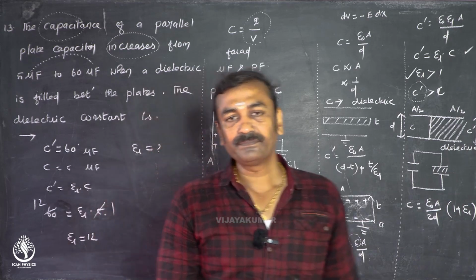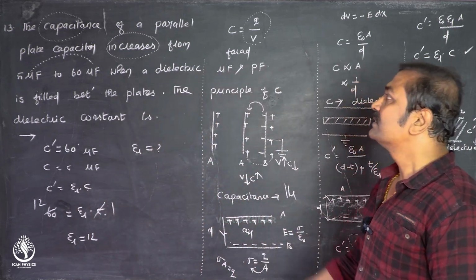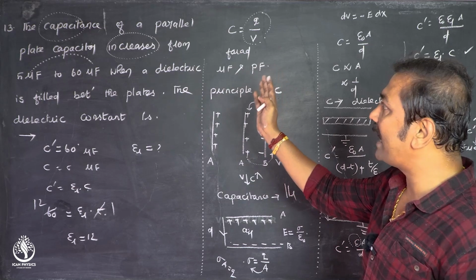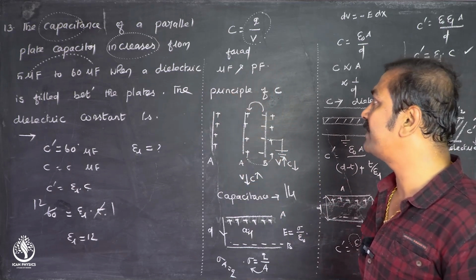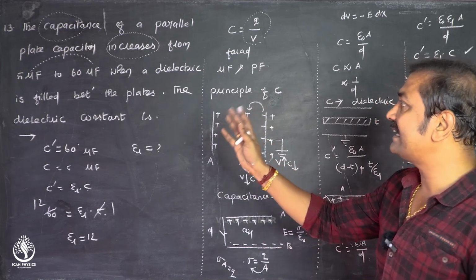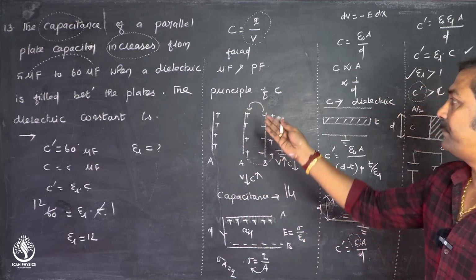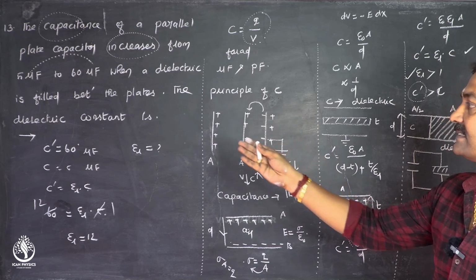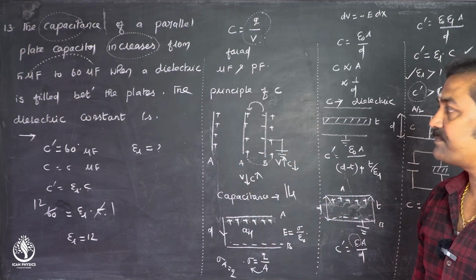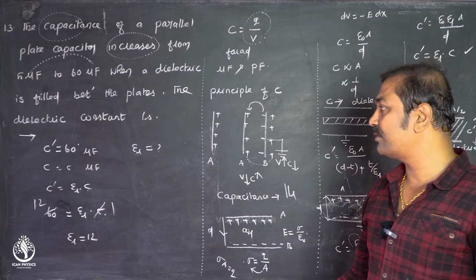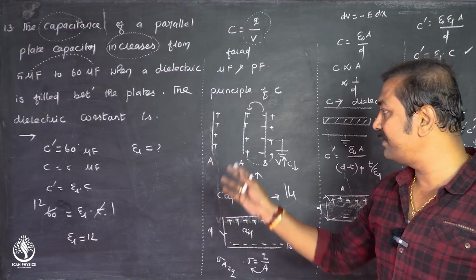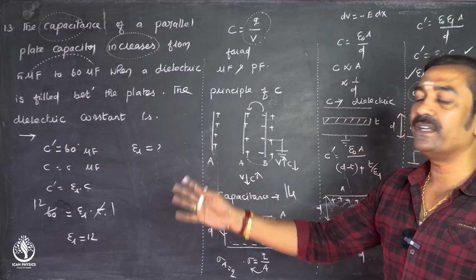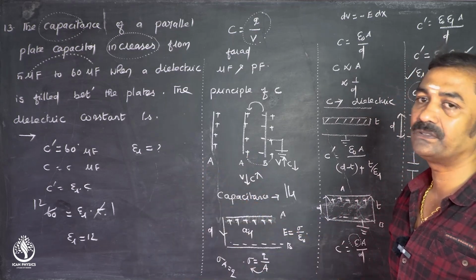Okay, do you get it now? Okay, so the capacitance of a parallel plate capacitor increases from 5 microfarad to 60 microfarad when a dielectric is filled between the plates. What is the dielectric constant? So C dash equals 60 microfarad, C is 5 microfarad. Then C dash equals epsilon R times C. So 12 5s are 60. So epsilon R is 12.